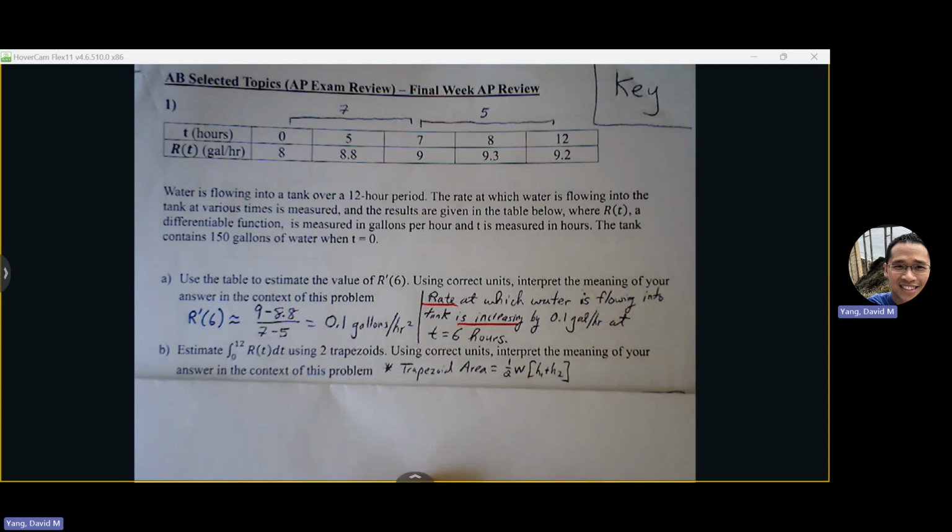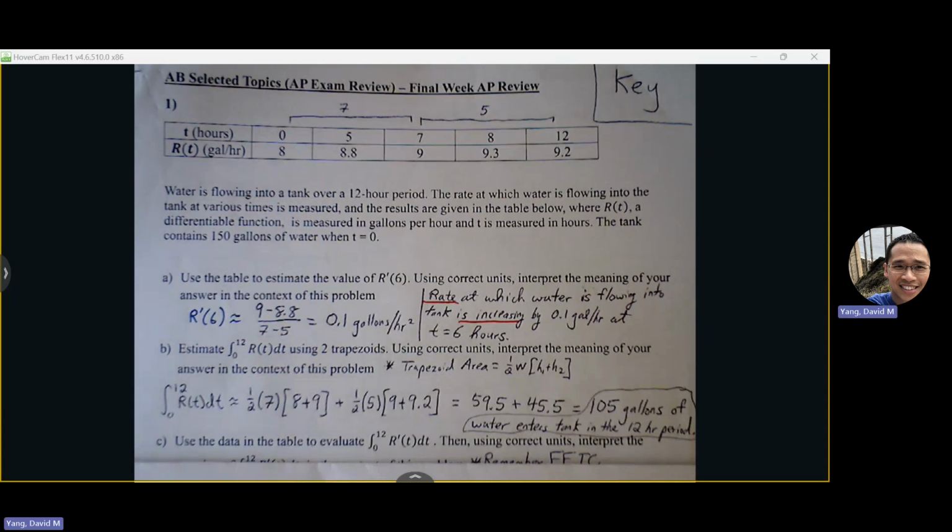Part B, estimate the definite integral using two trapezoids. So we're going to accumulate the rate over this period of time. And we know that if we want to make something go through an integral process, our units will change. Just like how we would be multiplying to find area, we're going to multiply here as well. So gallons per hour times hours is going to end up in terms of gallons. This is going to tell us how much water has been added into the tank over this 12-hour period.